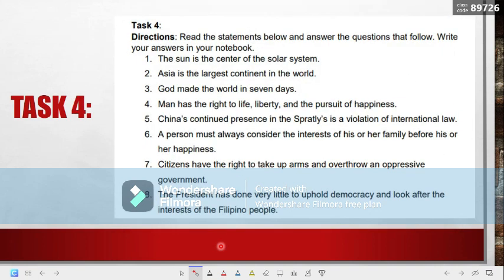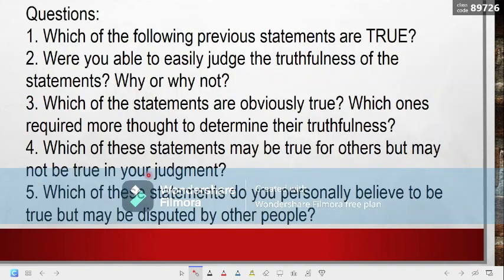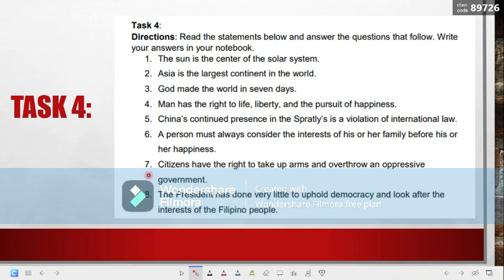Okay. Let us proceed to task number 4. So we have here the directions. Read the statements below and answer the questions that follow, and write your answers in your notebook. So we have here 8 statements and these are the questions. Okay? So I am just going to read you the statements, then I will read the questions later on.